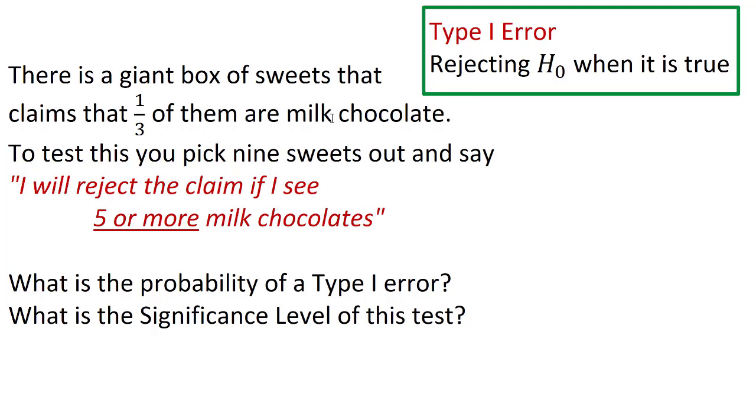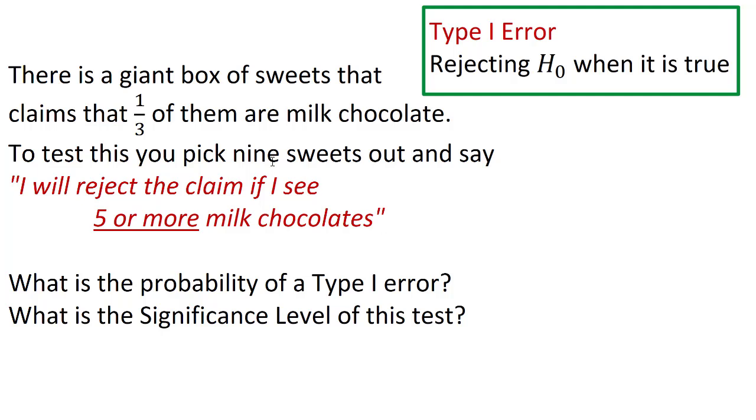Okay, you say, well, I don't really believe what it says on the box, so I'm going to test that claim, and I'm going to do it by taking a sample. I foolishly take a small sample of only 9, and this is what is unusual about a type error question. It says something like this: I'm going to reject the claim if I see 5 or more milk chocolates in my sample.